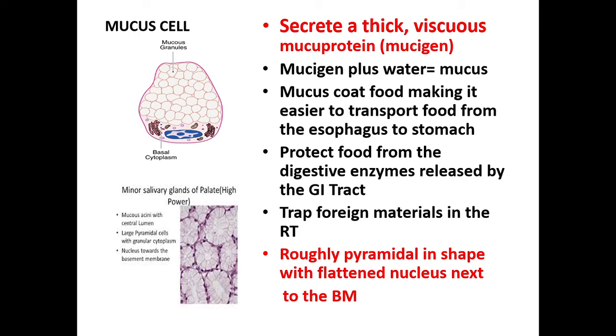The shape of the mucous cell is roughly pyramidal with a flattened nucleus next to the basement membrane, or towards the basement membrane. So we have here in the illustration, on the upper portion a mucous cell, and in the lower illustration we have mucous glands. These are the minor salivary glands of the palate. Okay, so we have the secretory cells of the mucous gland.